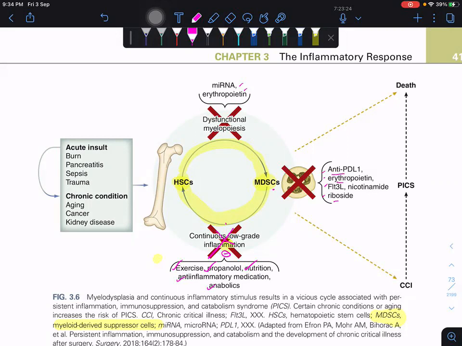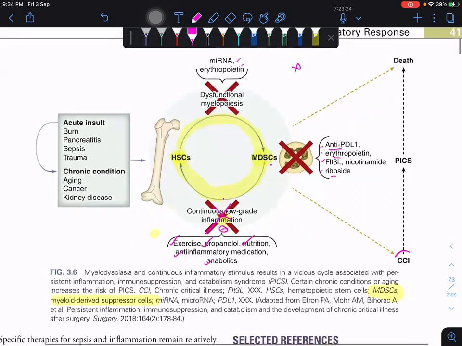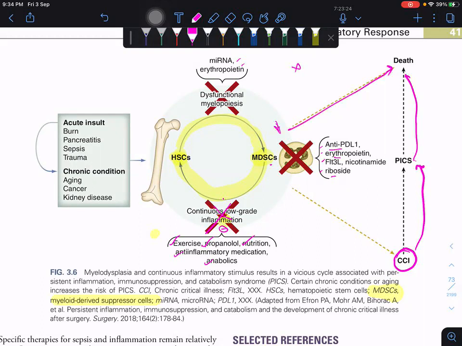This is not given in the theory. It's just a diagrammatic review only. Whenever some chronic critical illness happens, if it is not recovered, it will go to PICS, and later to death. Or whenever the cycle itself happens, whenever inflammation happens, it can go directly to death also. But the inflammation will not go directly to PICS. It will go via chronic critical illness, and only after that to PICS.